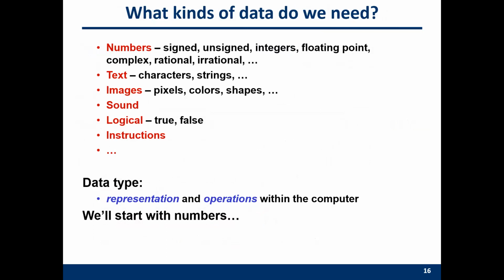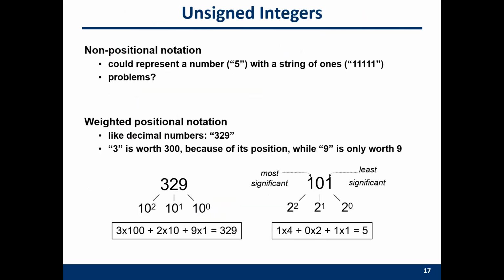How can we represent numbers, image, text, sound by these binary bits? Then we need different data types. The simplest data type is an unsigned number, where you only have a 0 and positive numbers. No negative numbers in this unsigned integer system.